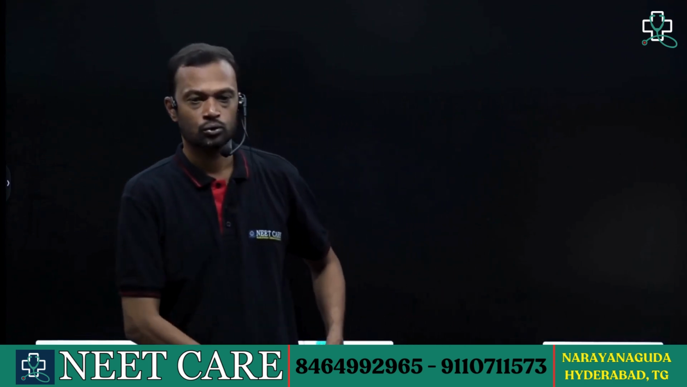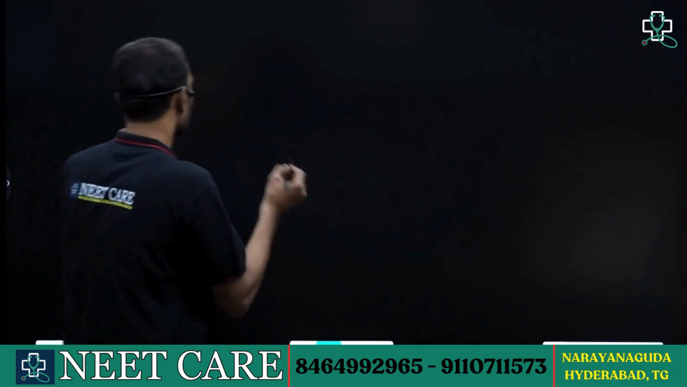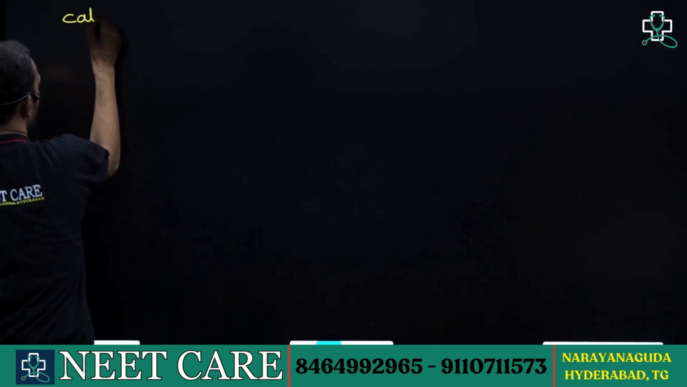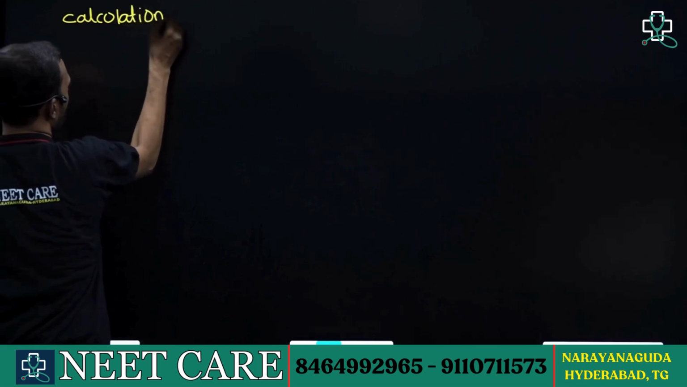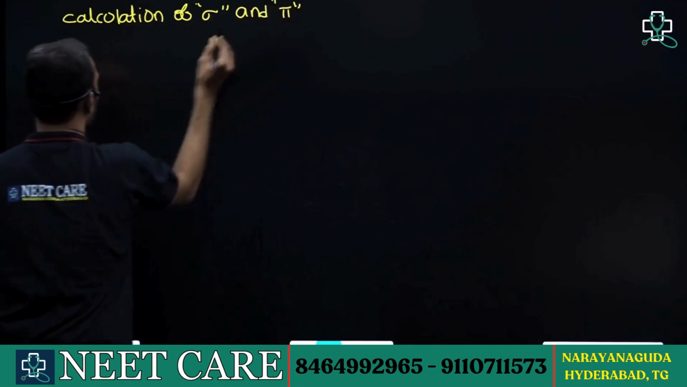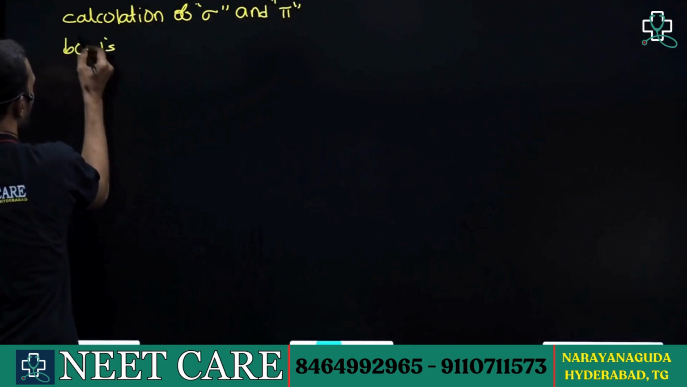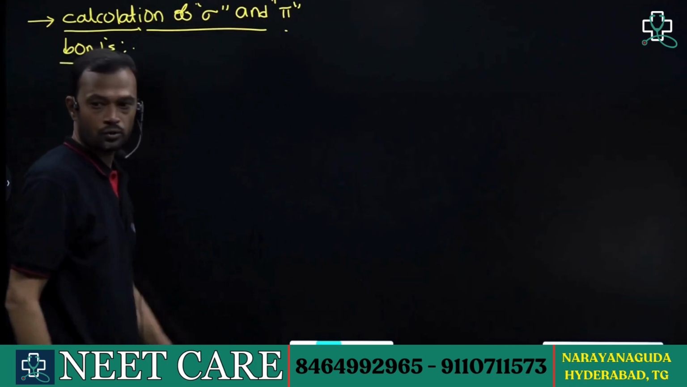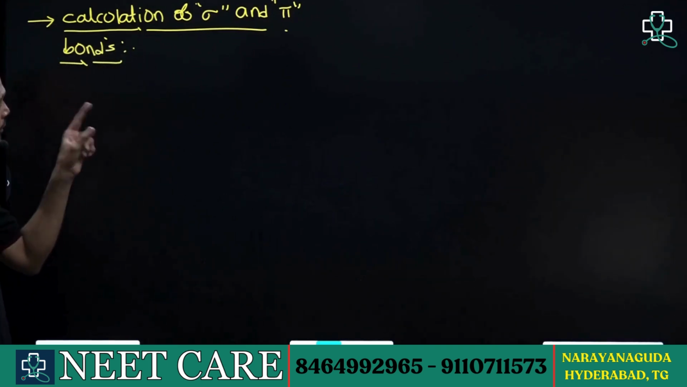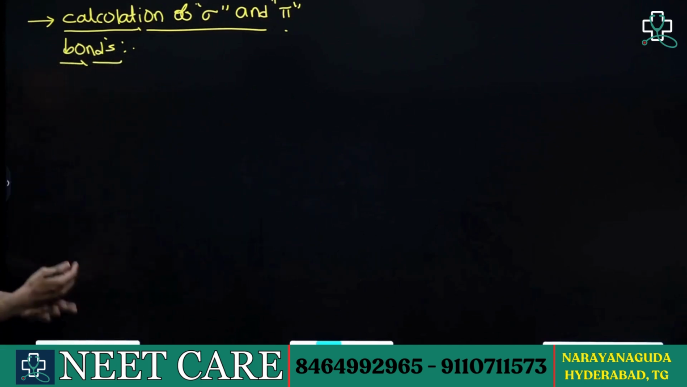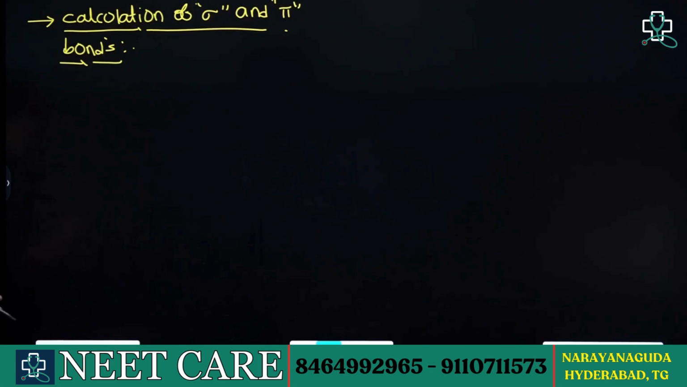So today we will see how to make use of calculating sigma as well as pi bonds in a given molecule. A simple formula I will give that is helpful for the calculation of sigma and pi, how to calculate sigma and pi bonds in a given molecule. This is one of the easiest methods, and you can expect some questions from this in your NEET examination. It is also helpful for inorganic as well as organic. So first we will see how to calculate sigma bonds for a given hydrocarbon.